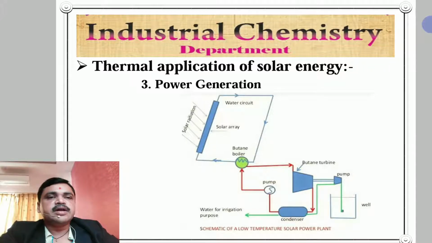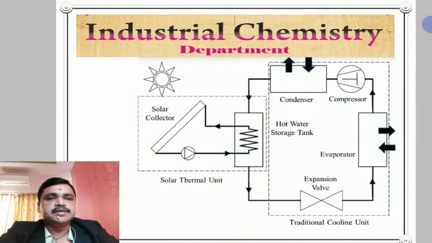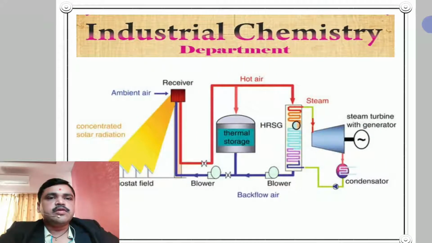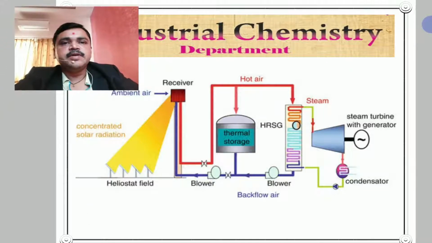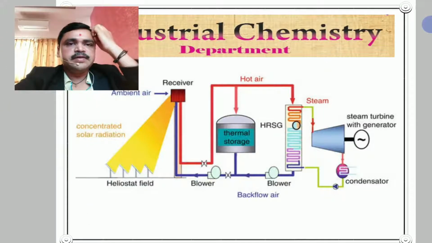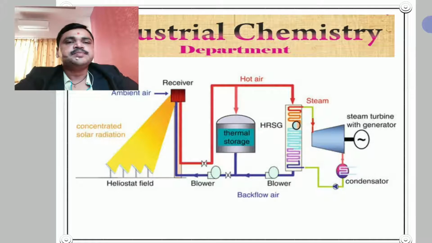Some other schematic diagrams are also described here. This is also a power generating system. Here we see the receiver, which receives the concentrated solar radiation from the heliostat field.